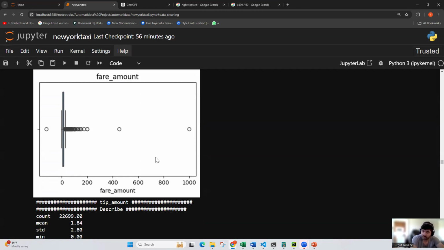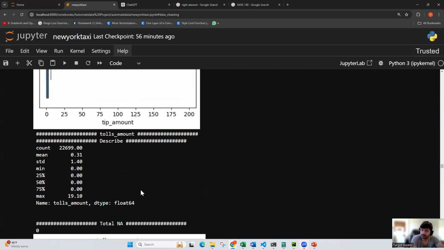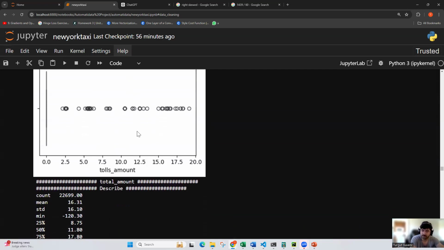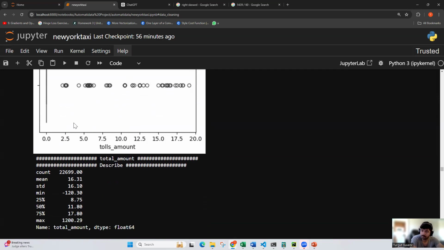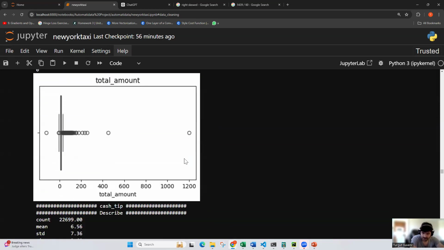There is a minus value. There are other quantiles. There are really big outliers here. And in the tip amount, there is an outlier of $200, right? And tolls amount, as I mentioned, their values are mostly zero. That's why we are seeing all of them as a quantile, because when we calculated them, their mean value is really close to zero. Total amount also has outliers as well.